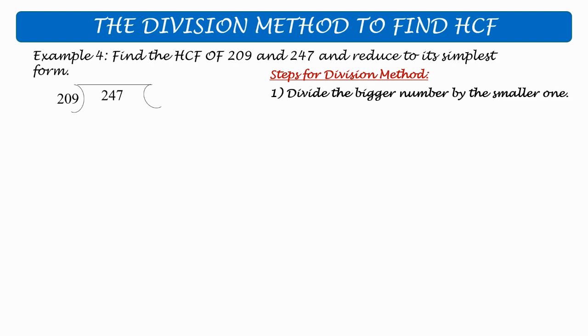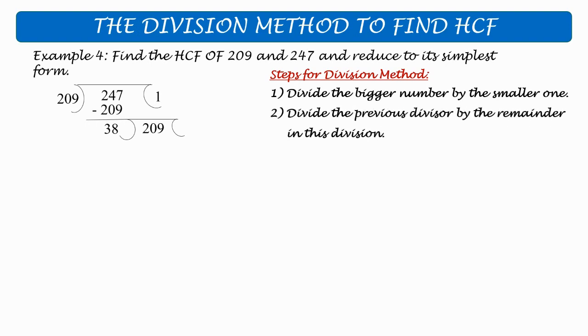So we have to divide the bigger number by the smaller one, so 247 divided by 209. We know that 209 ones are 209. 1 we will be writing on the right hand side of 247 and we will be subtracting 209 from 247. So we get the remainder as 38. Then the second step, we have to divide the previous divisor, that means 209, by the remainder in this division. Now the remainder over here is 38.